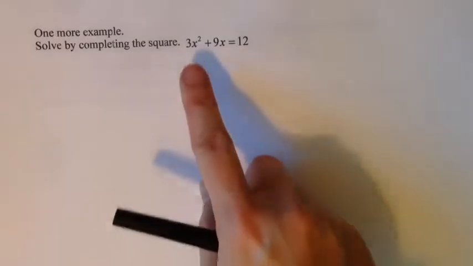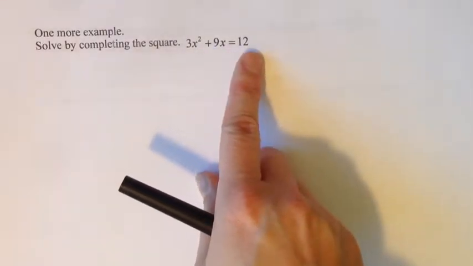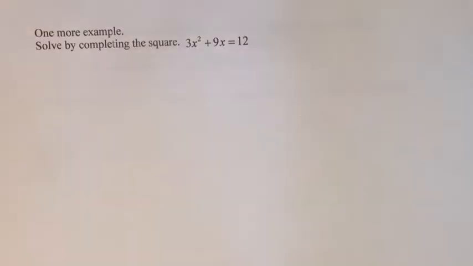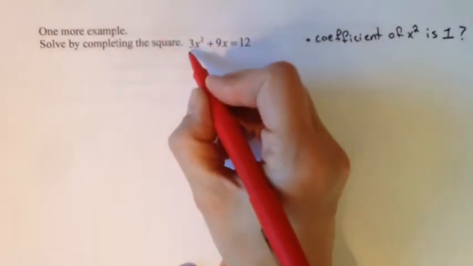Before we move on to a couple of application problems, I want to show you one more example, this time where the magic number is a fraction. The directions say solve by completing the square, and my equation is 3x squared plus 9x equals 12. So my first step is to get the coefficient of x squared to be 1. So the first thing I'll do is divide all three of these terms by 3 to make that actually correct.